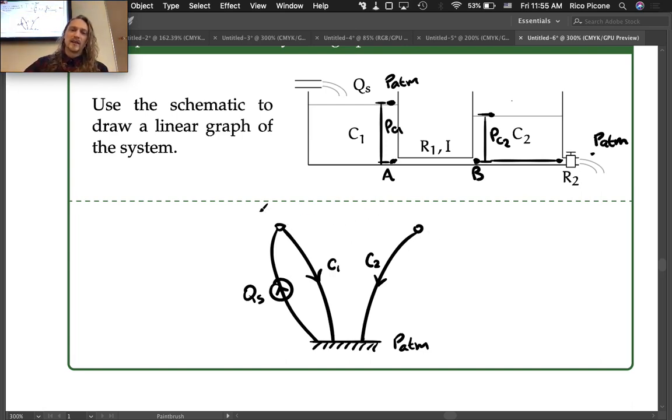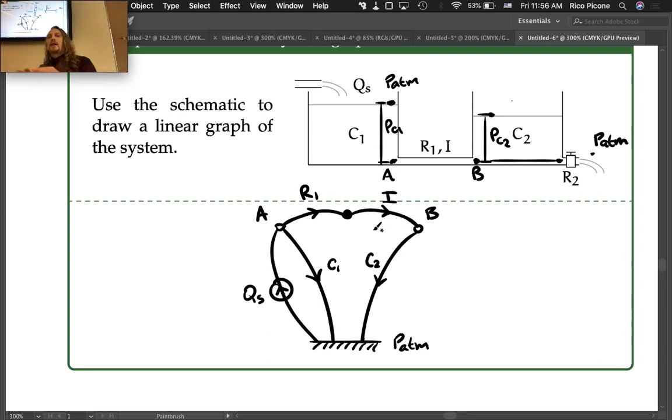connecting A and B, so this is our A, this is our B. Connecting A and B is this pipe. And there are essentially two options. You can either put R1 and I in parallel, or you can put them in series, right? I'm going to argue that it makes more sense to put them in series. It doesn't matter which order, R1 or I, could be I then R1.